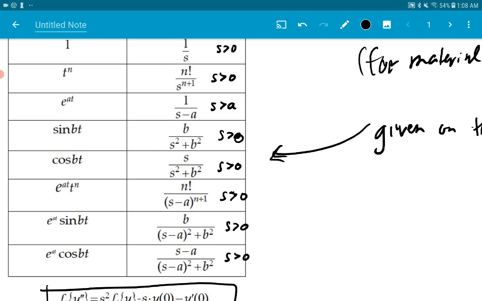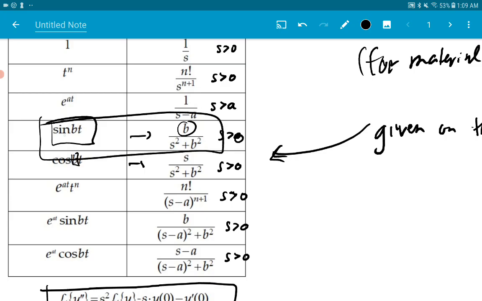It looks like it's one of these two here. Which one is it? Well, it's going to be the one that has just a number on top. So b is just a number, and s is the variable. So that's this one here. It looks like it'll be sine of bt. Sine of bt always produces b over s squared plus b squared. Okay, so that's the one. We're going to transfer this information over: sine of bt goes to b over s squared plus b squared.